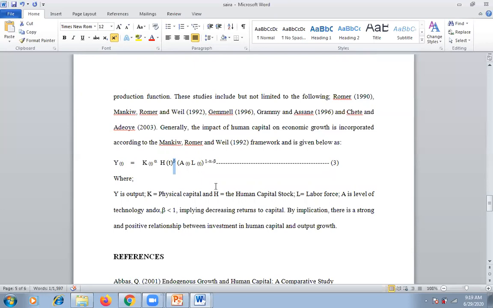Finally, you can separate both factors, technology and labor. Multiplication changes into plus. The coefficient is 1 minus alpha minus beta for A and L. You can skip technological progress by taking it into constants.